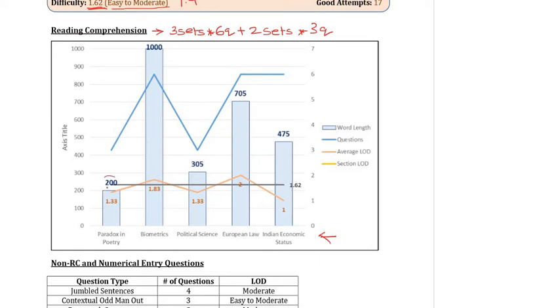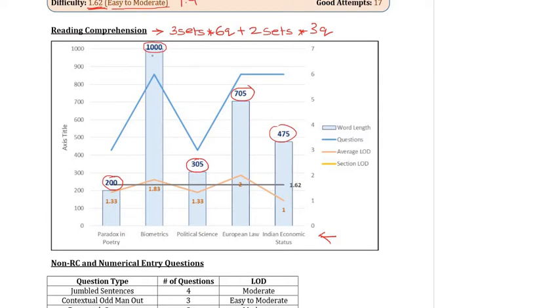Also, there were 3 passages which were very short. 475 is typically the average word length for RCs in CAT. At the same time, it was compensated by 2 passages which were extremely long. And when I consider this last one, the longest one on biometrics, this is actually something similar to IFT and not really CAT.